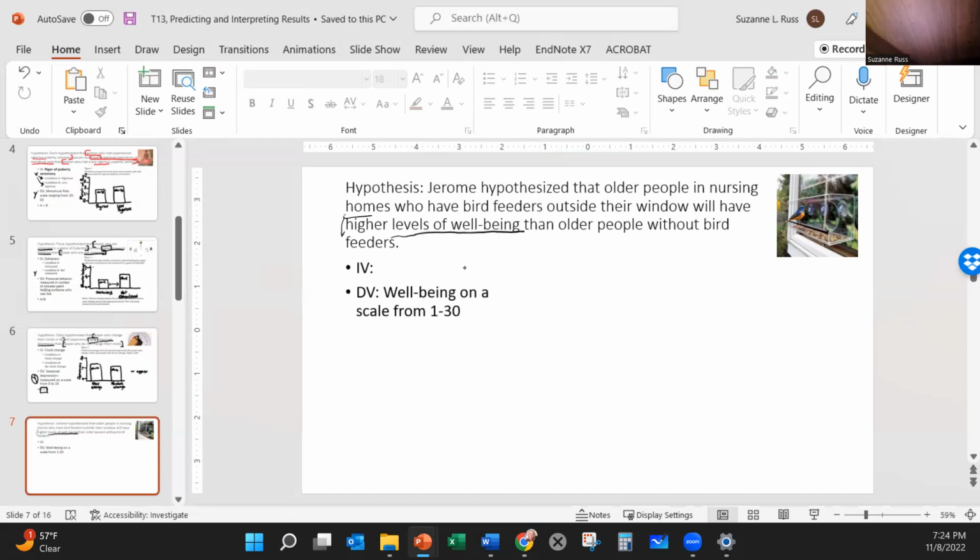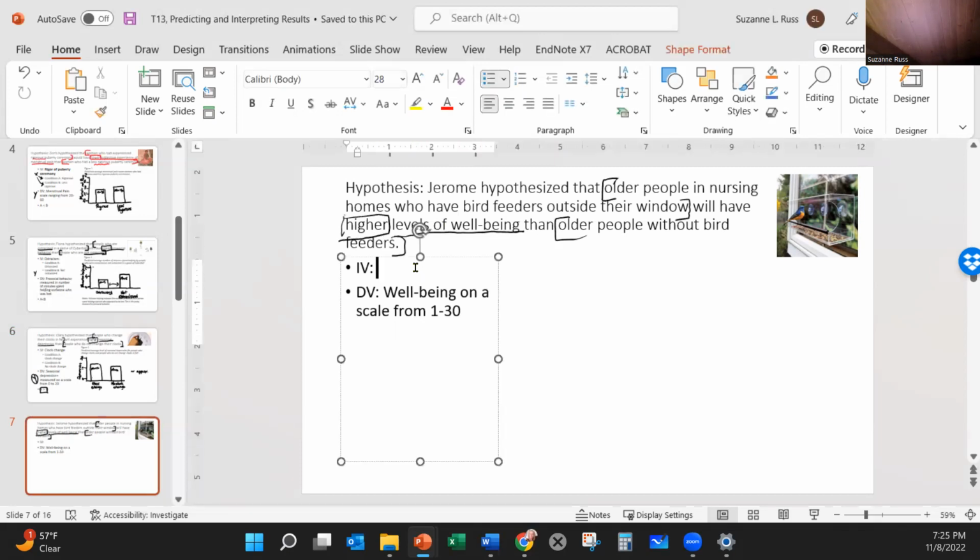And our direction, higher, indicates that condition A will be higher than condition B. So let's look at the difference. We have older people in nursing homes who have bird feeders outside their window and older people without bird feeders. So I see that the only difference in here is whether or not they have a bird feeder. So our independent variable is bird feeder.